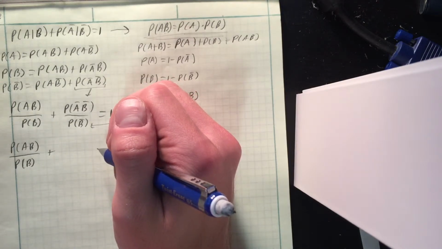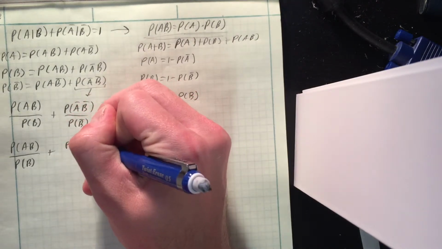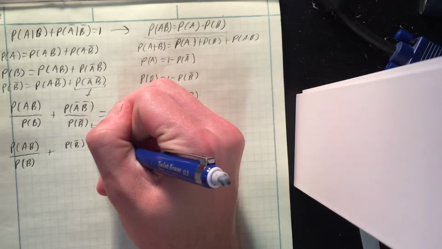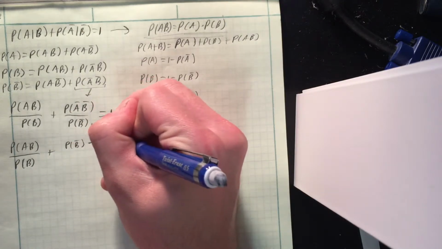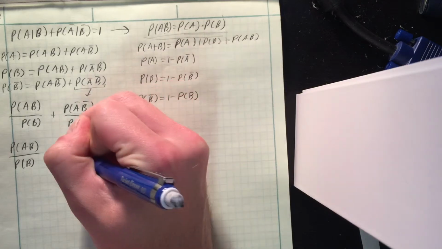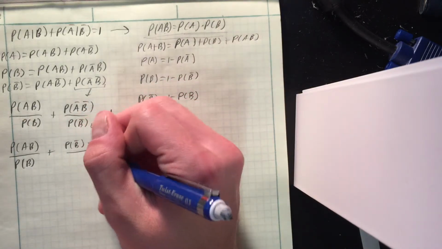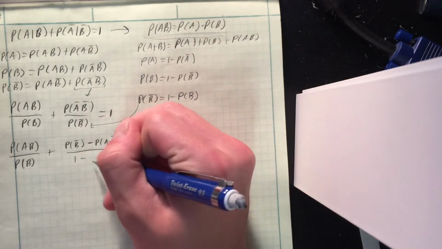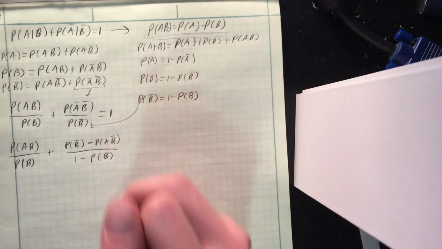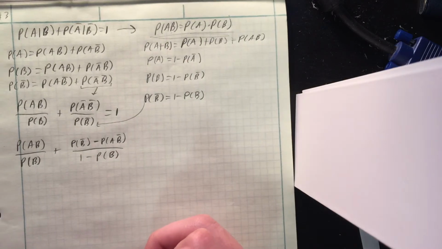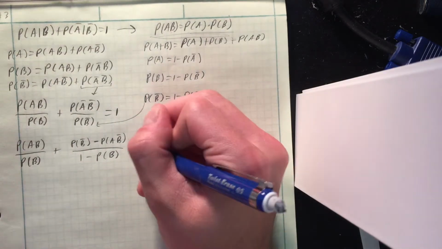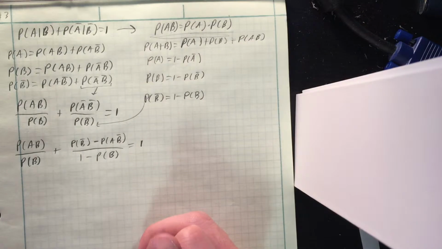Now, we have the probability of B naught minus the probability of AB naught over 1 minus the probability of B. So quite an expression growing now. Still have B naughts, but hopefully we can see what we can do about changing that.